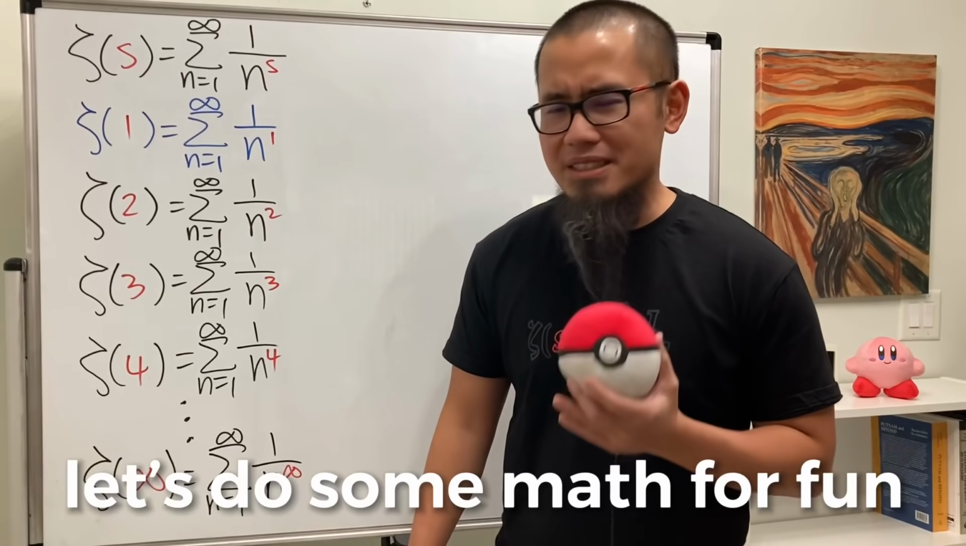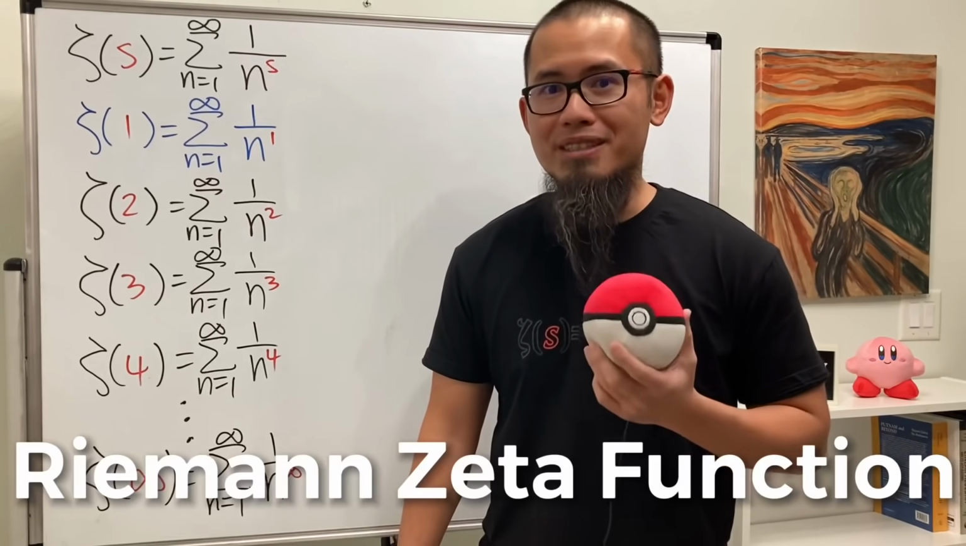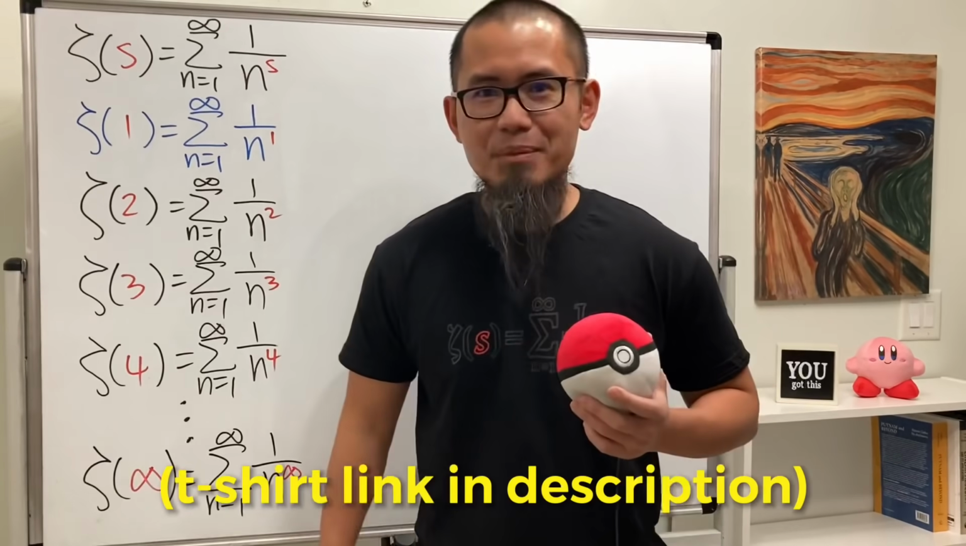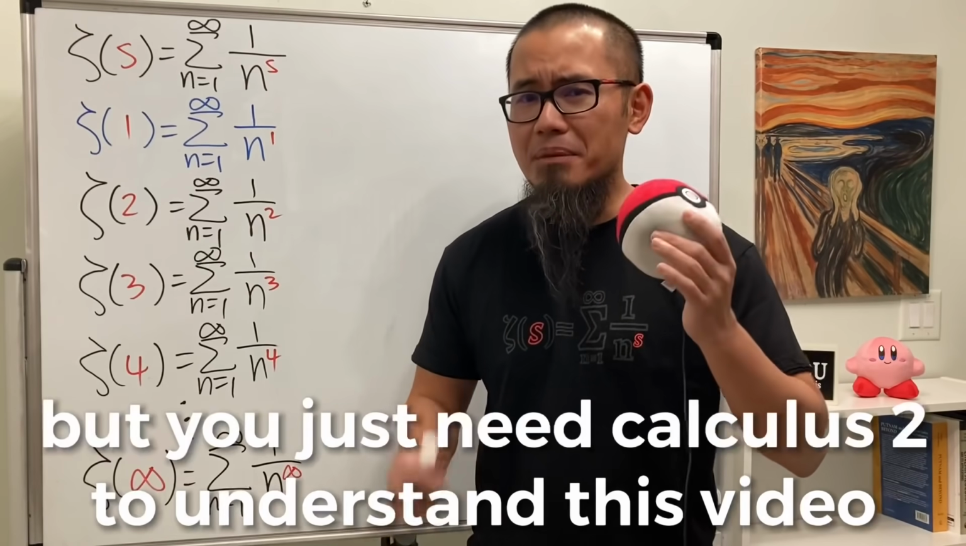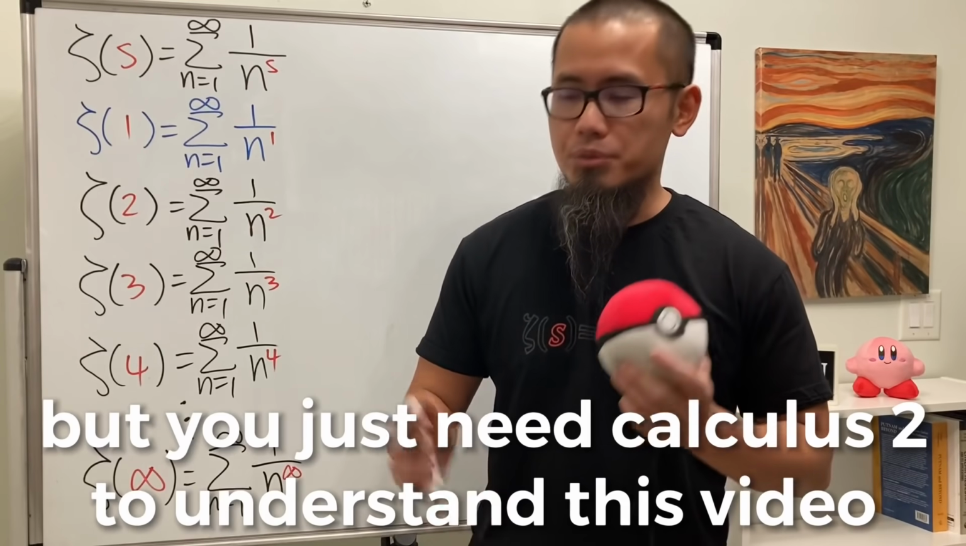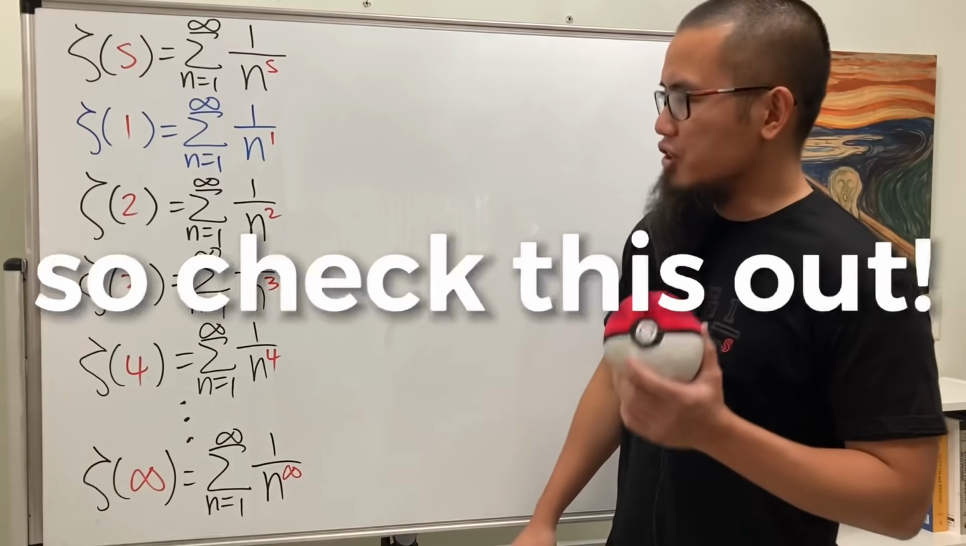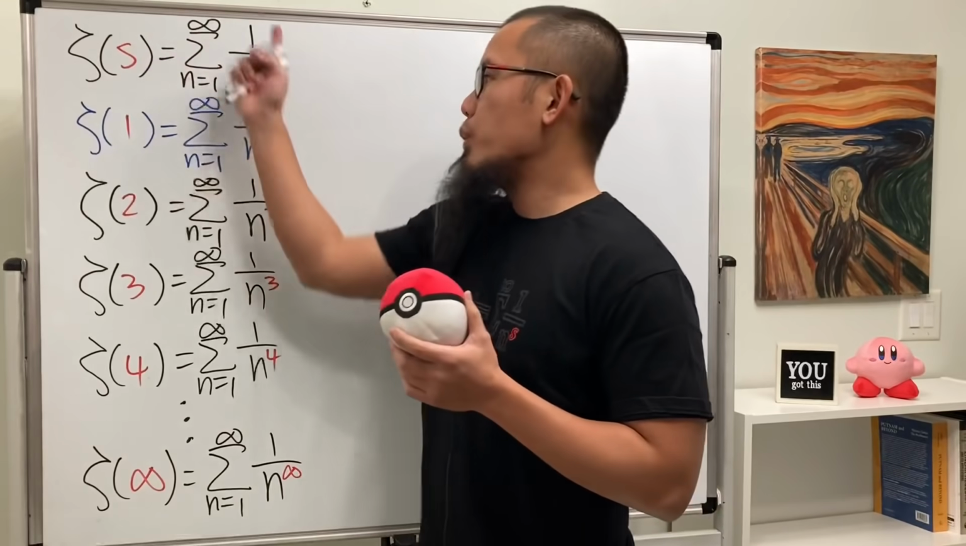Let's do some math for fun. Today let's talk about the famous Riemann Zeta function. And yes, it's on my shirt already. Even though this is considered higher level math, let me tell you, you just need calculus 2 to understand this video. So check this out. This is what we are going to work with.